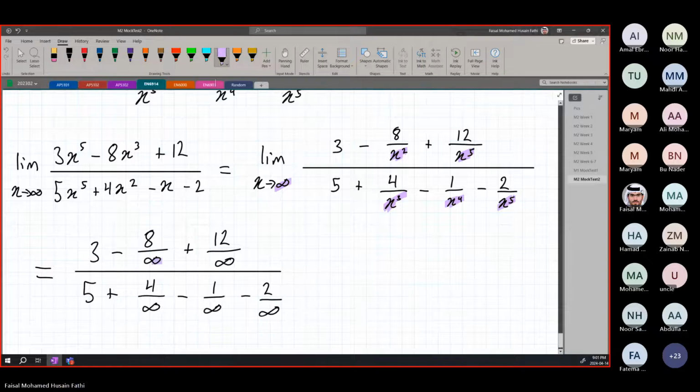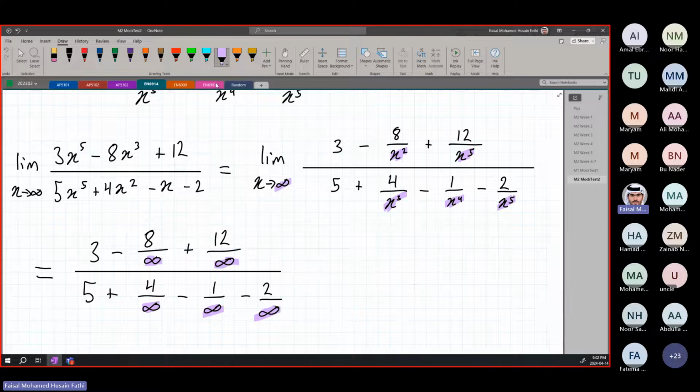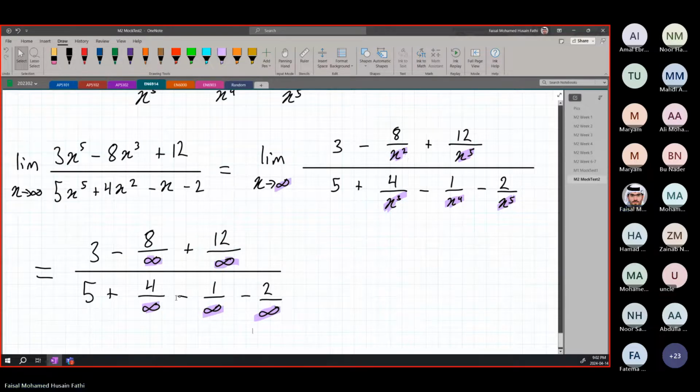Again, why am I not writing infinity squared, infinity cubed? Because it doesn't matter. Infinity is infinity. Infinity is never ending. Infinity cubed is equal to infinity. Infinity means a number that never ends, so it will always be going forever and ever. So it doesn't matter if you have x squared, x cubed, x to the power 10. You could just write it as infinity and it will be correct.